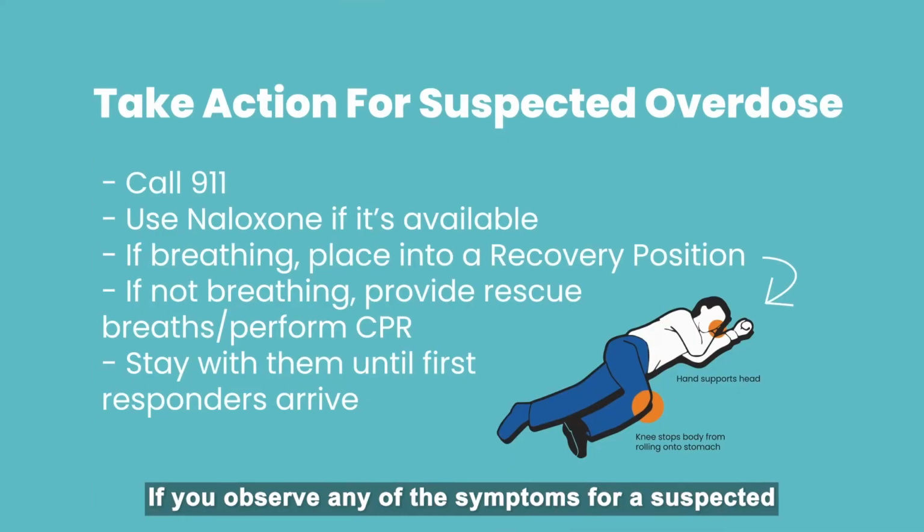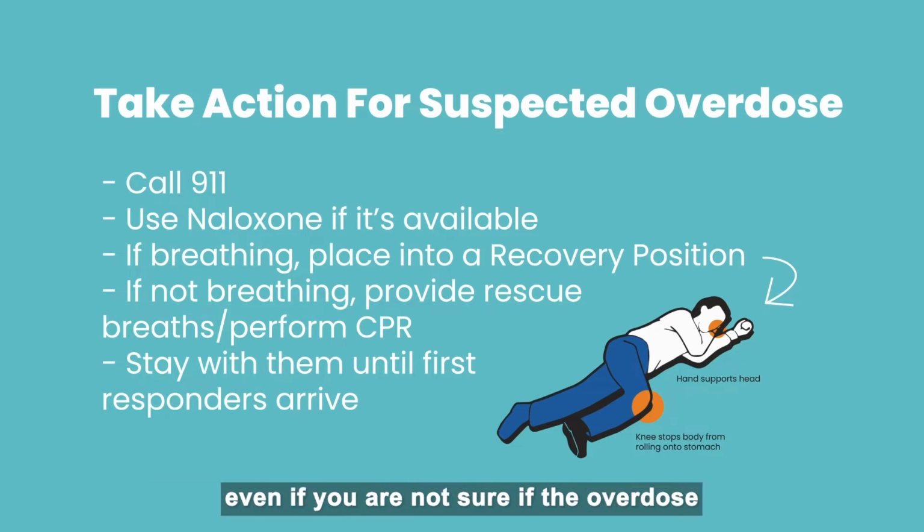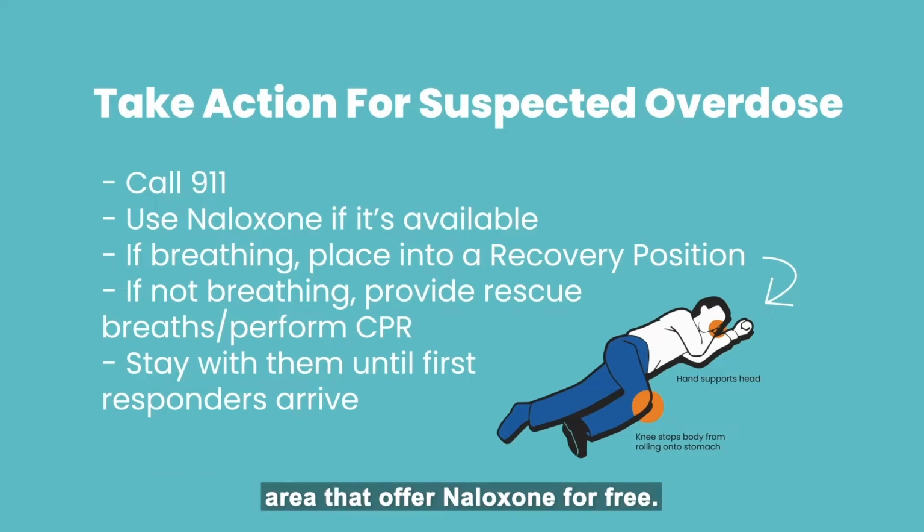If you observe any of the symptoms for suspected alcohol poisoning or opioid overdose, the first step is to call 911 and provide as much information as you can. In a scenario with a suspected opioid overdose, if you have naloxone available, use it. Naloxone is a drug that can reverse an opioid overdose, and it is safe to use even if you are not sure if the overdose is related to opioid use or not. It's available over the counter at pharmacies, and there are many community resources in the area that offer naloxone for free.